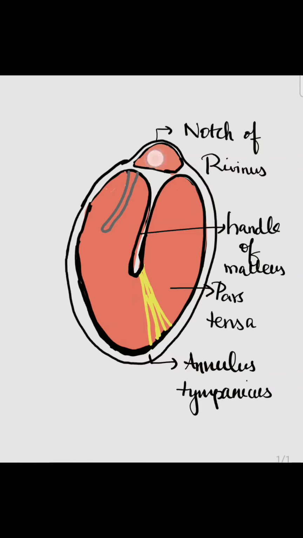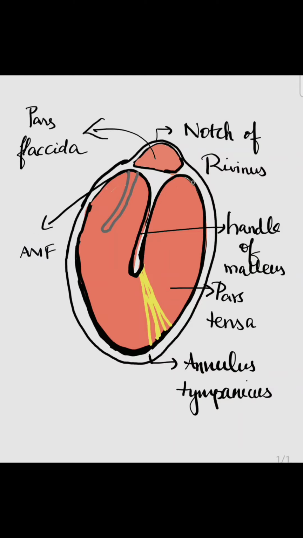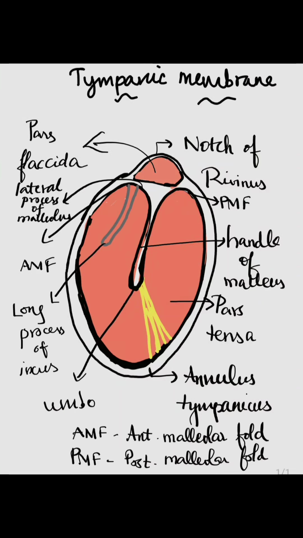Then the superior part of the tympanic membrane is called the pars flaccida. It has another name, Shrapnel's membrane. It is separated from the pars tensa by two folds, the anterior malleolar fold and the posterior malleolar fold. Here the fibrous layer is deficient. This is the final diagram of the tympanic membrane with all parts.